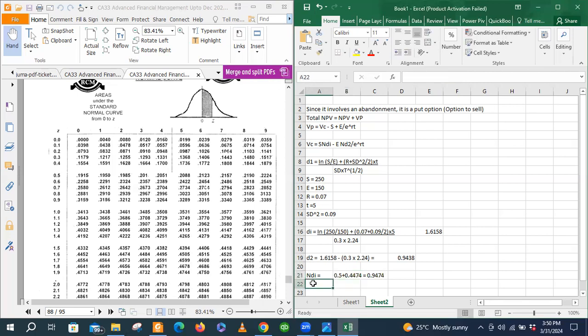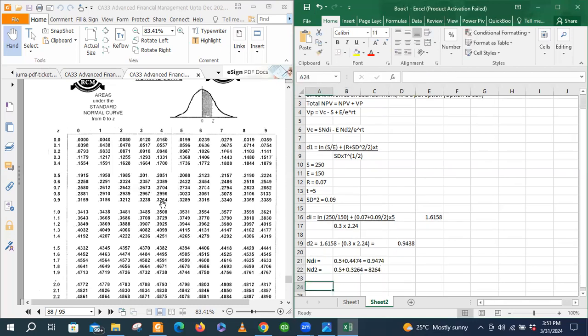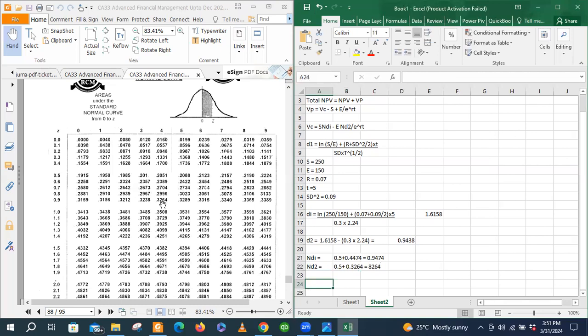Can we have our N(D2)? So 0.5 plus 0.3264, which equals 0.8264. Yes. So therefore, can we have now our VC? Yes, we can have our VC.